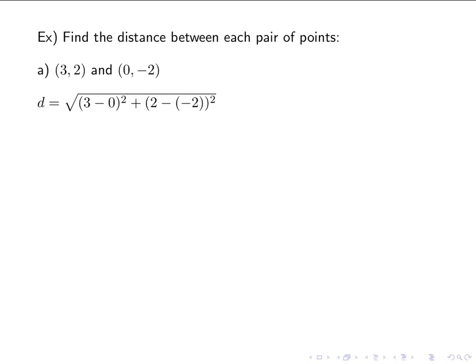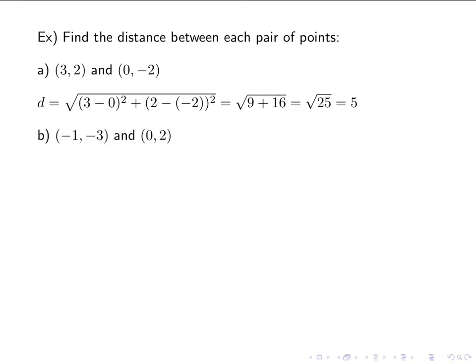So I'm taking 3 and 0 and subtracting them, and I'm taking 2 and negative 2 and subtracting them. So 3 minus 0 is 3, and 3 squared is 9. 2 minus negative 2, we have a double negative there, so that's 4, and 4 squared is 16. 9 plus 16 is 25, and that happens to be a perfect square. So the distance between the 2 points is 5, and then there'd be some unit associated with it, feet, meters, inches, whatever it is. Remember, it's a distance.